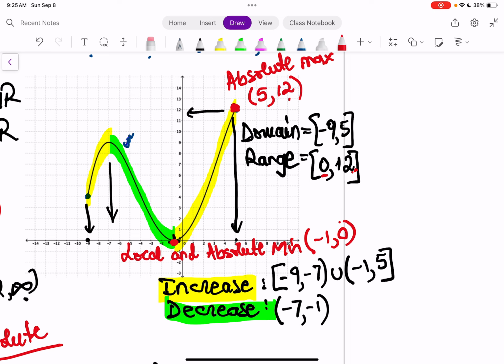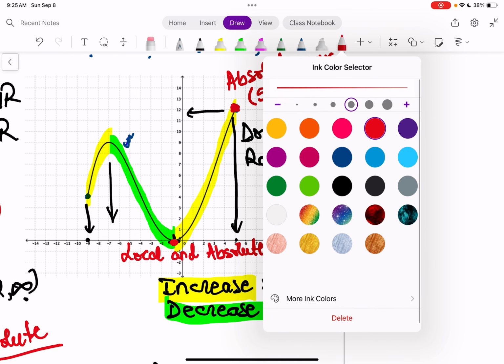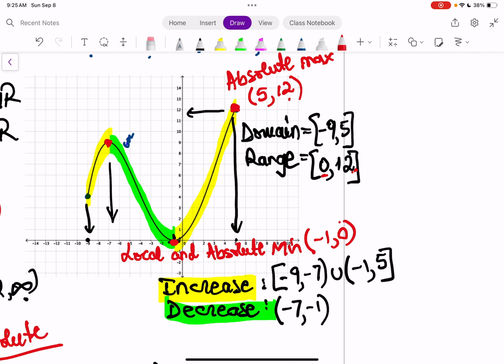And then I have one more point, and I know you might have questions, but hold on for a minute. This point right here is just a local max. And its coordinates are negative 7 for x and positive 9 for y.